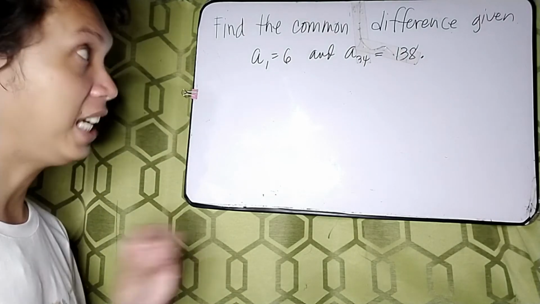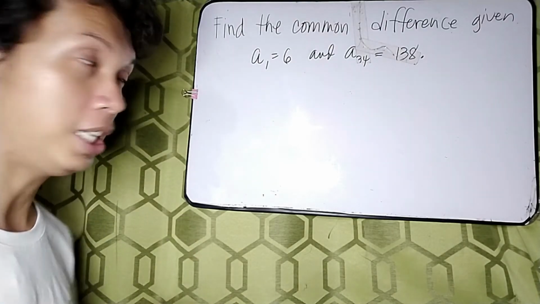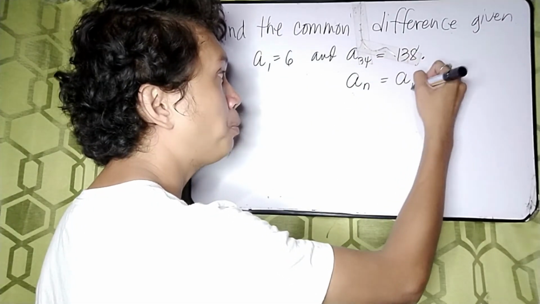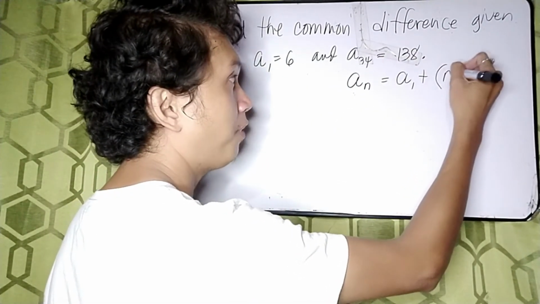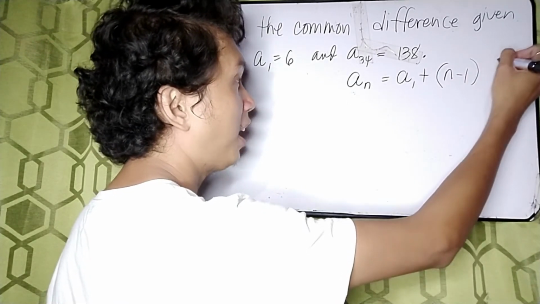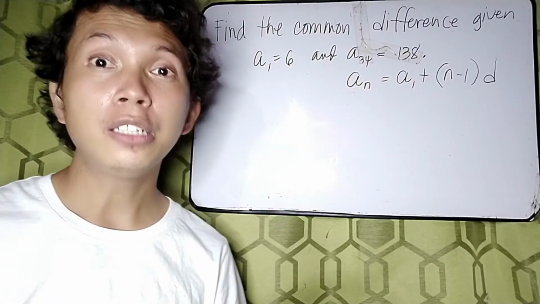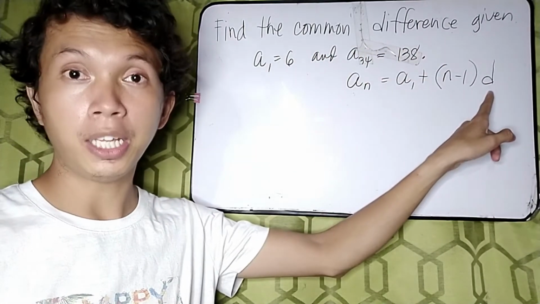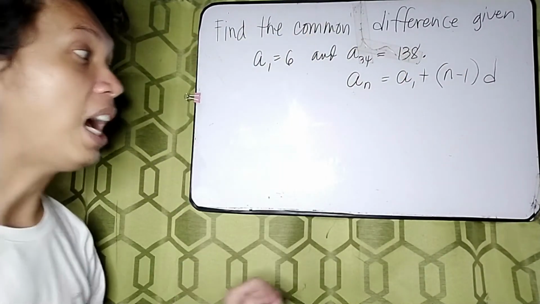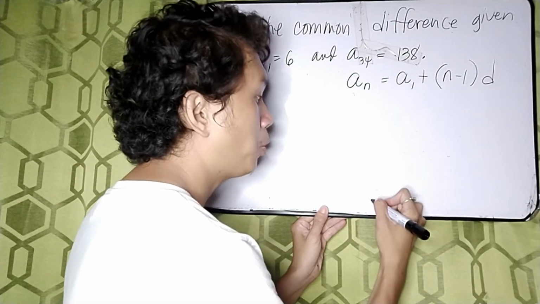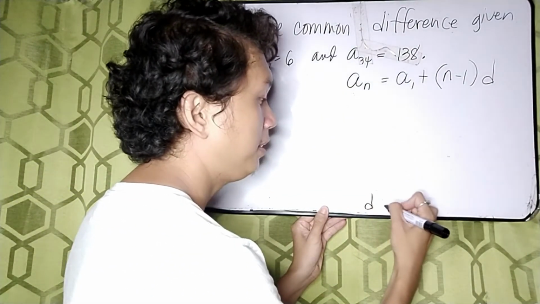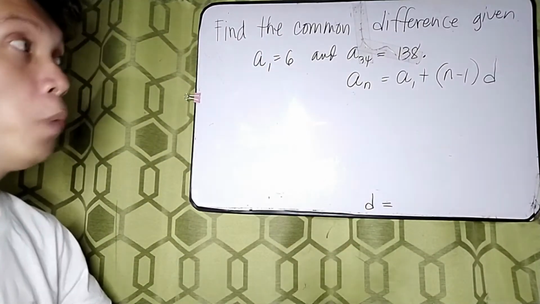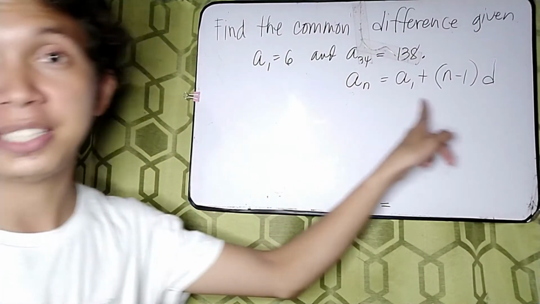So first thing is, let's recall the formula. That is a sub n is equal to a sub 1 plus the quantity of n minus 1 times d. Since we are looking for the common difference, which is the variable d, then our final answer will be in this format: d is equal to blank. So we should come up with d from this formula.